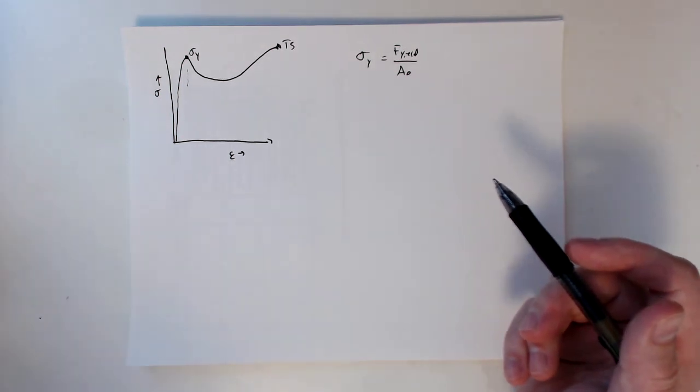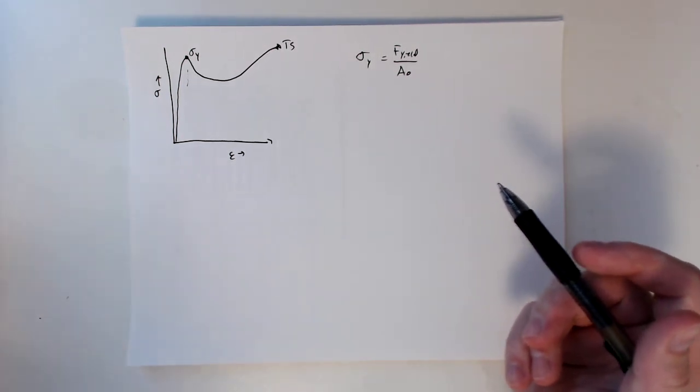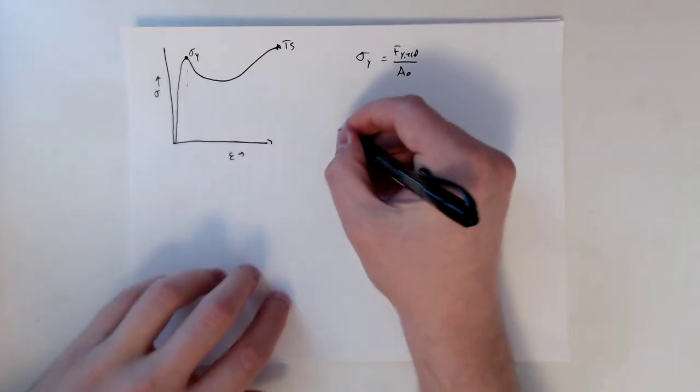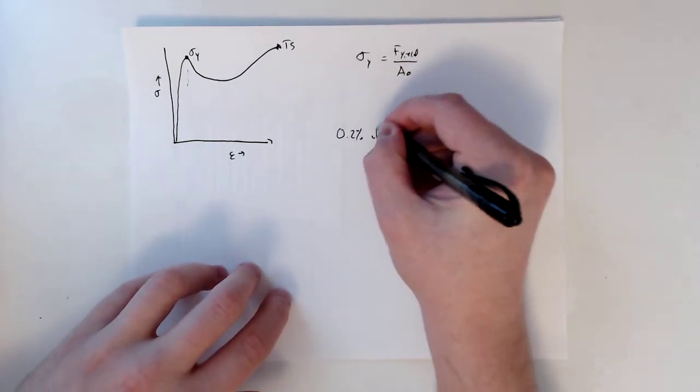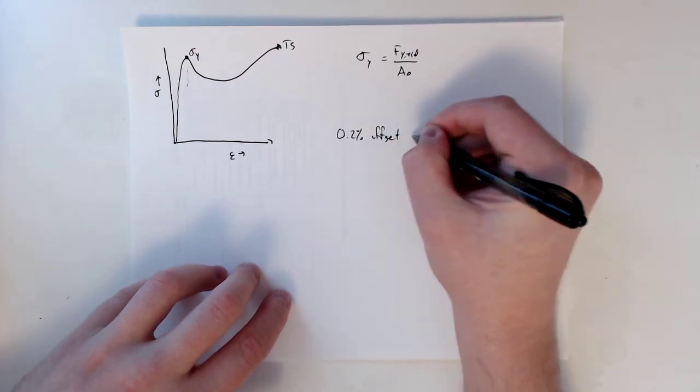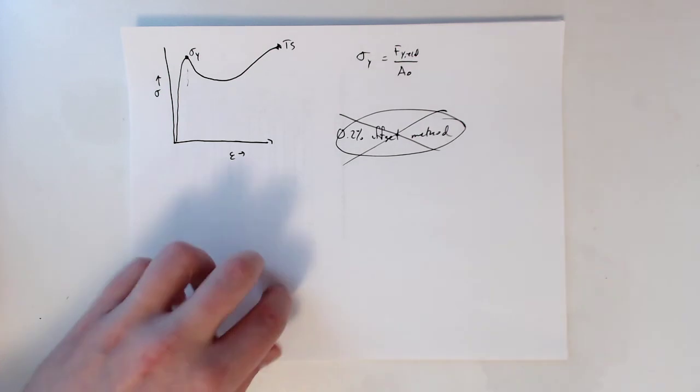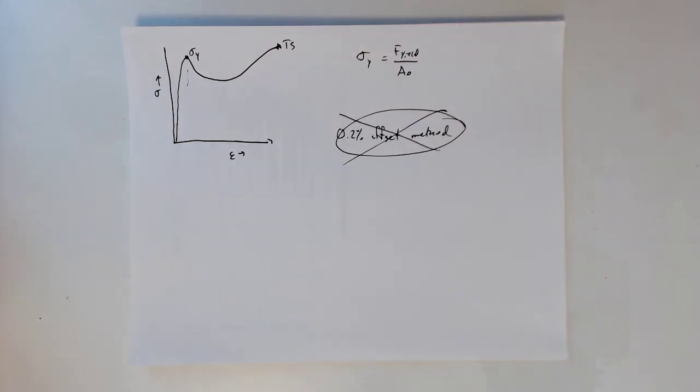So that makes it a little easier for us in this case. So we don't have to do the offset. So 0.2% offset method, not needed. Don't even worry about it. All right. So the last thing that we want to talk about is the modulus.